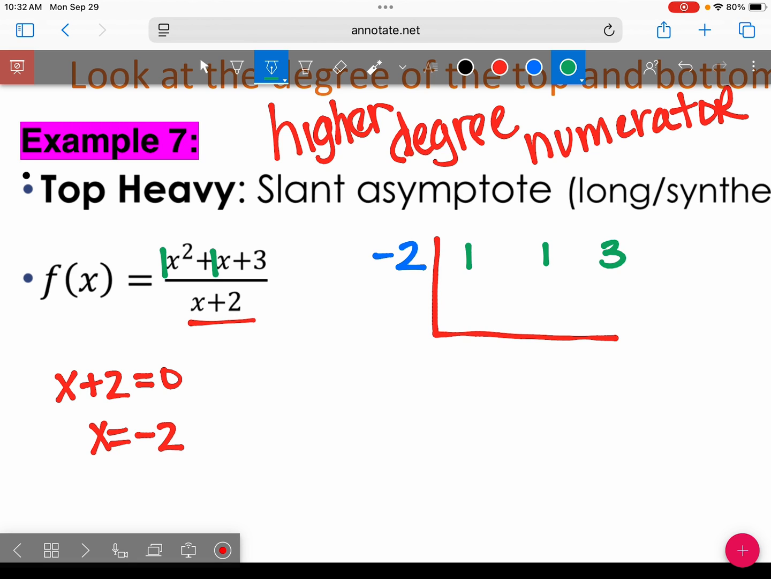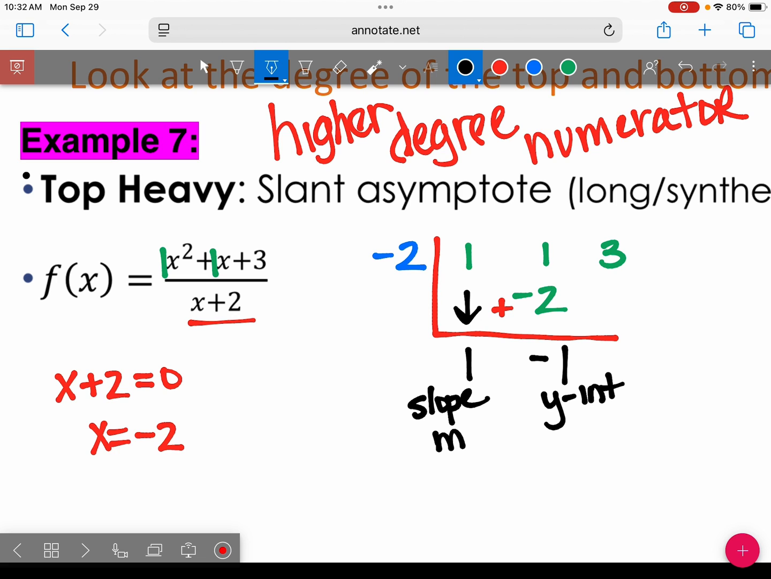And our steps to doing synthetic division does not change. We're still going to drop down that first number. When I multiply the -2 times 1, I get -2. And then I add these together, and I get -1. We can actually stop there. The third number is irrelevant in this example. These 2 numbers represent the slope, which is m, and the y-intercept, which is b, of the slant.